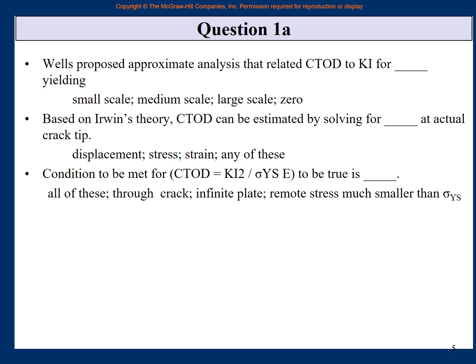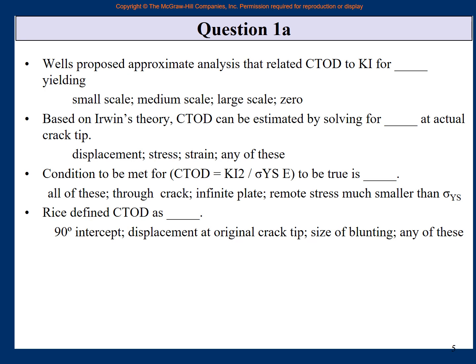Condition to be met for CTOD equal to K1 squared upon sigma YS, to be true, this is sigma YS. Is dash this? So all of these: through crack, infinite plate, remote stress much smaller than sigma YS. So one condition is that it should be a through crack. Another condition is that it should be an infinite plate. And another condition is that the remote stress should be much smaller than sigma YS. So all three are needed.